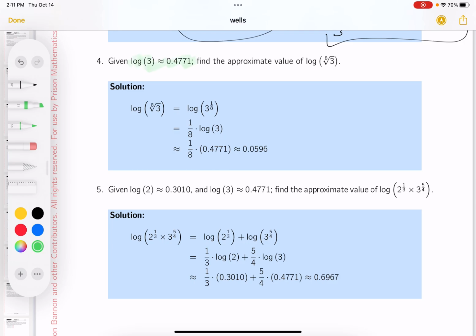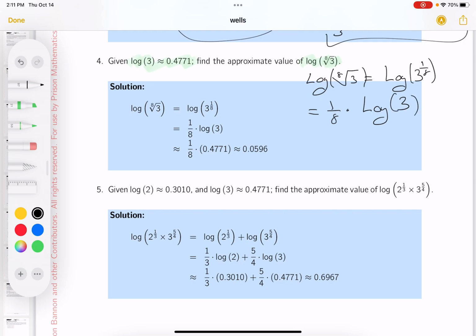This is given. This is their want. Let's write this down. So log the 8th root of 3. That's a really tough number, by the way. But this is the same thing as log of 3 to the 1/8. What is this equal to? 1/8 times the log of 3.